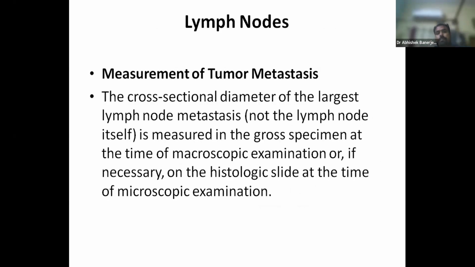Lymph nodes. This is a very important thing because you can go for a very selective lymph node dissection. We can go for a total R&D. And there, measurement of the tumor metastasis, the cross-sectional dimension of the largest metastatic lymph node, is very important. So you have to actually cherry pick those lymph nodes from the fibrofatty tissue that has been submitted to you.